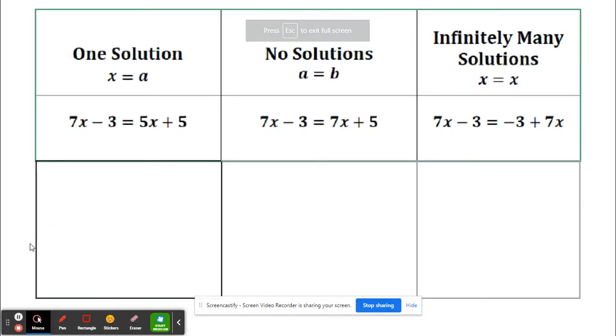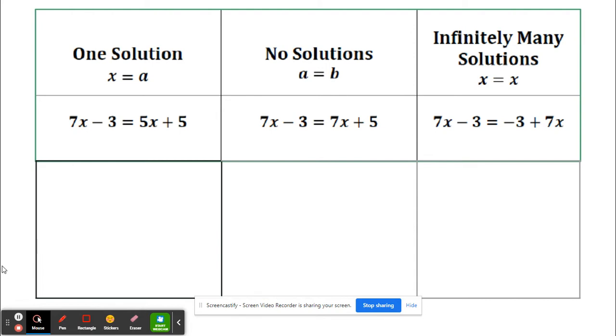All right, so we're going to talk about equations that have one solution, which is what we've been working with, equations that have no solution, which is a new way to see a solution, and equations that have infinitely many solutions. So when an equation has one solution, it just means that x is going to equal a specific number. Your variable is going to equal a specific number.